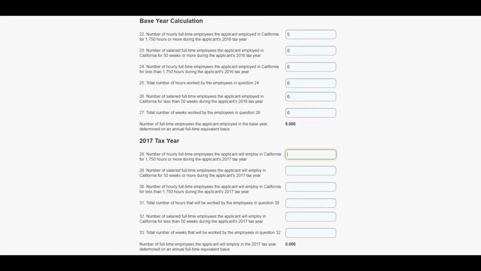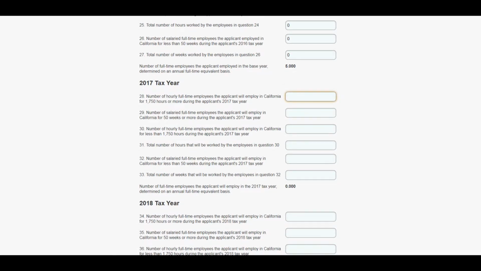Let's repeat the process for 2017, separating each employee into the 4 categories. Widget has the same 5 hourly employees still working for the company and predicts them to work all of 2017, so it enters 5 into question 28.